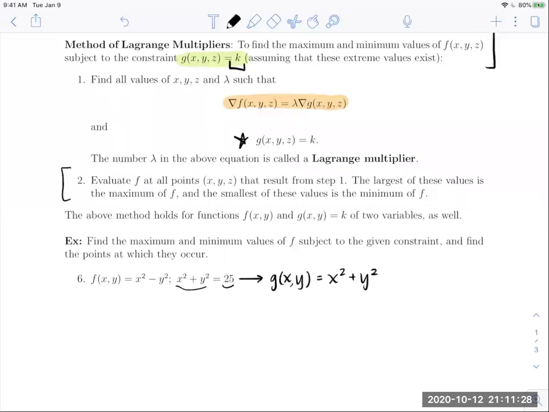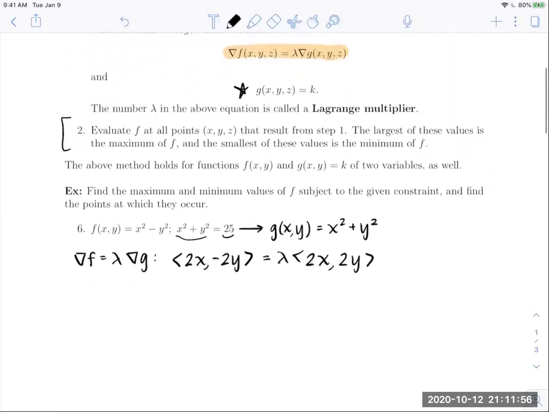All right, so let's go ahead and set up our equation here. We want to find where the gradient of f equals lambda times the gradient of g. So let's start here. The gradient of f is 2x and negative 2y, equals lambda times the gradient of g, which is 2x, 2y. So we can now set up a system of two equations. I have 2x equals 2x lambda, and I also have negative 2y equals 2y lambda.